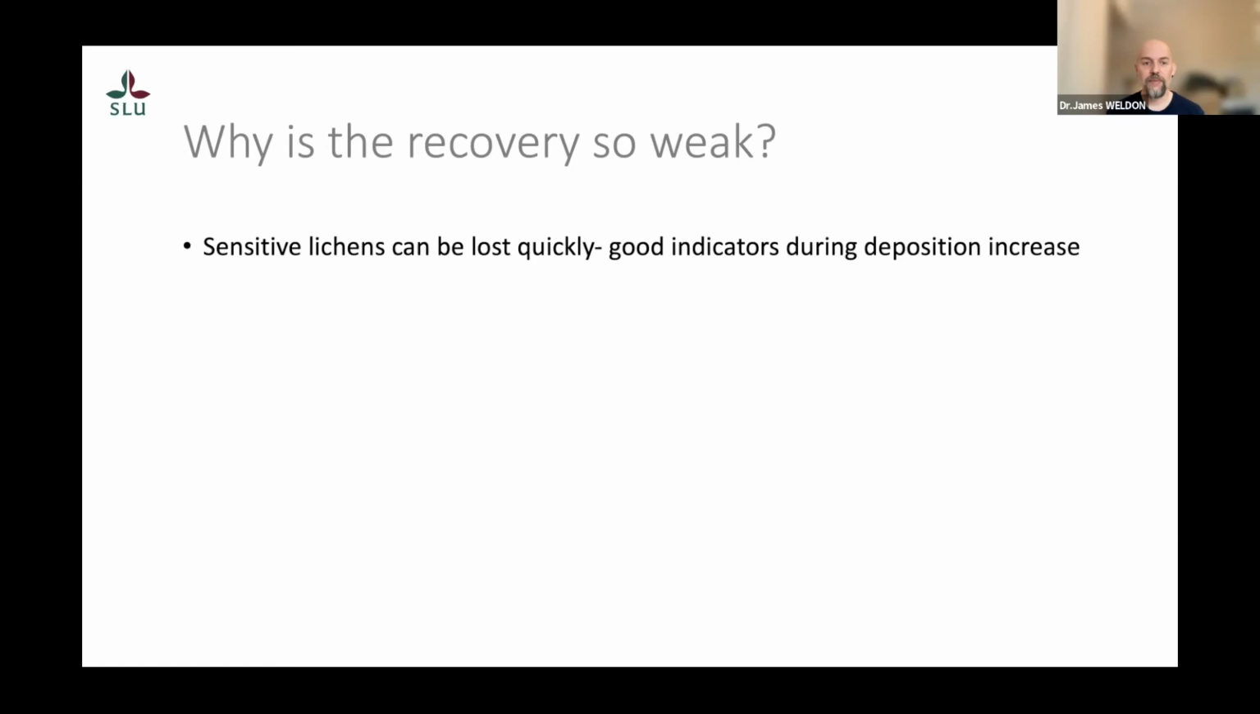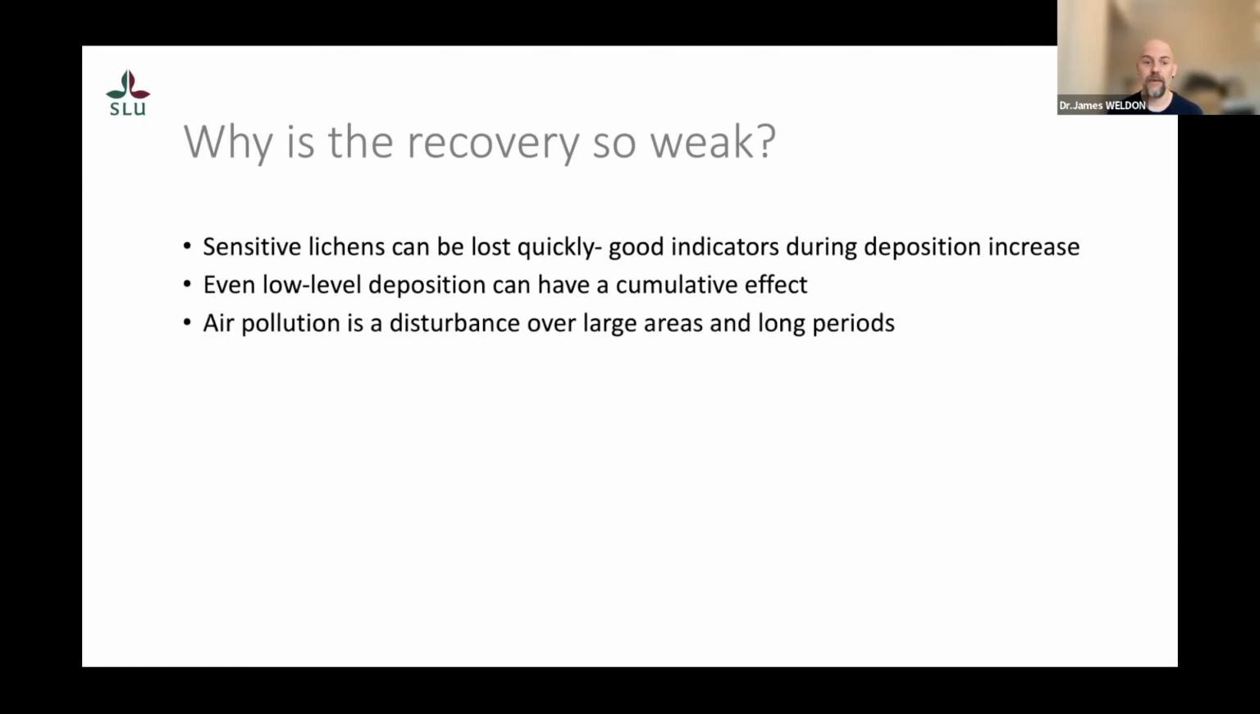How can we explain this? Well, sensitive lichens can be lost quickly in periods of high deposition. That's what makes them good bioindicators, so they're very useful in the deposition increase phase. And we know that even low level deposition can have a cumulative effect on them. Another factor is that air pollution is a disturbance which, of course, isn't localized. It takes place over very large geographic areas and over long periods of time. So we would expect that the regional species pool is affected, not just at our monitoring sites, but regionally.